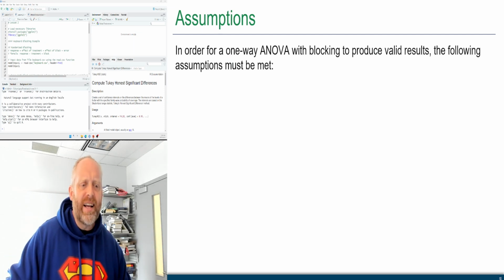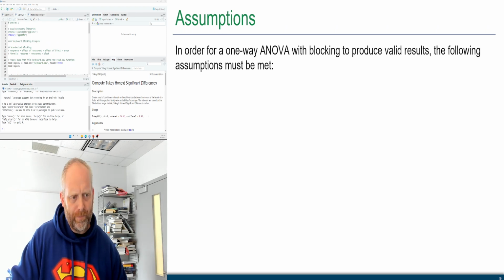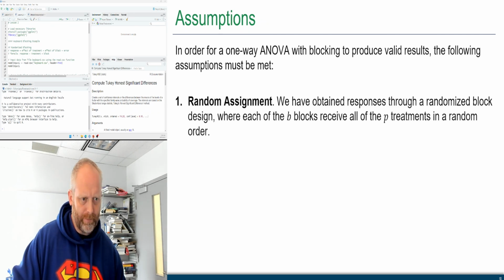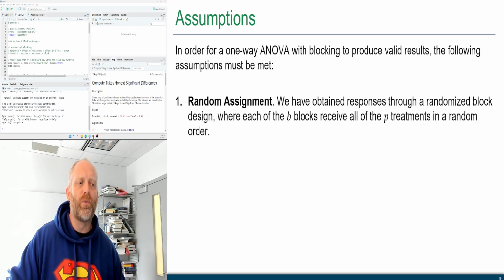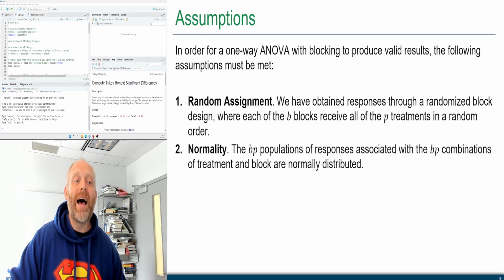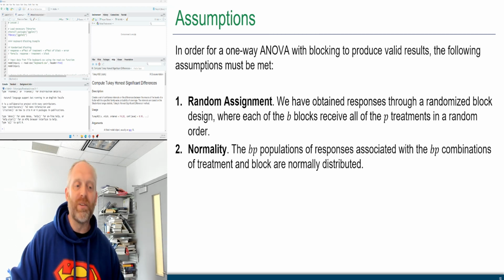Same as before, underlying assumptions need to be met and can be verified in exactly the same sort of way. So in order for a one-way ANOVA with blocking to produce valid results, the following assumptions must be met. Random assignment. So we've obtained responses through a randomized block design, where each of the B blocks receives all P treatments, but in random order. Again, the normality. So each one of those responses, each one of the outcomes we get from the experiment, needs to be coming from a normal distribution.